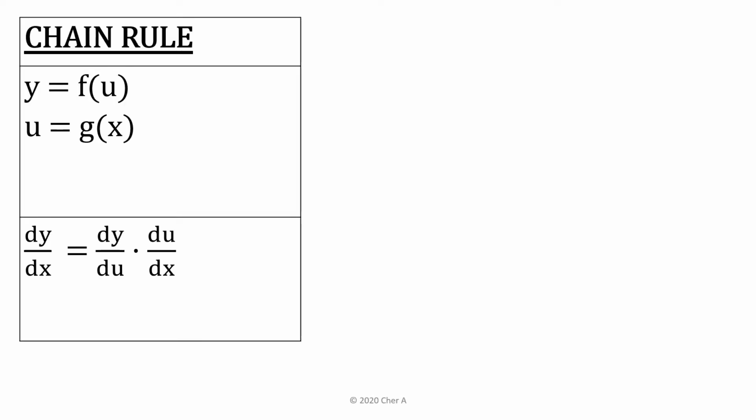Now let's look at the fourth rule, which is the chain rule. The chain rule is important, so we're going to spend a little bit more time on it. In the chain rule, you will see two functions and they are interlinked. So y equals a function of u, and u equals a function of x. I'm going to write it in different colors because the g of x is going to look a little bit confusing.